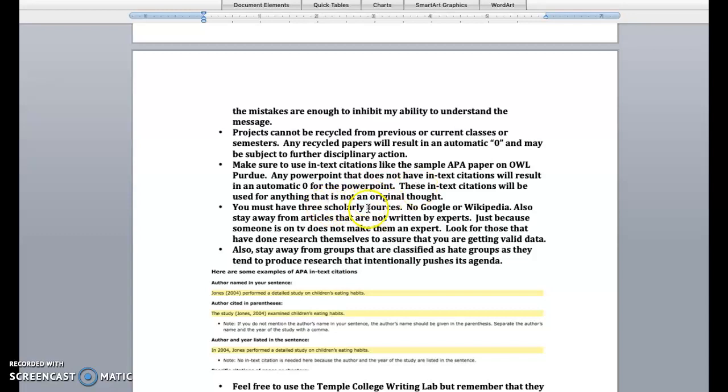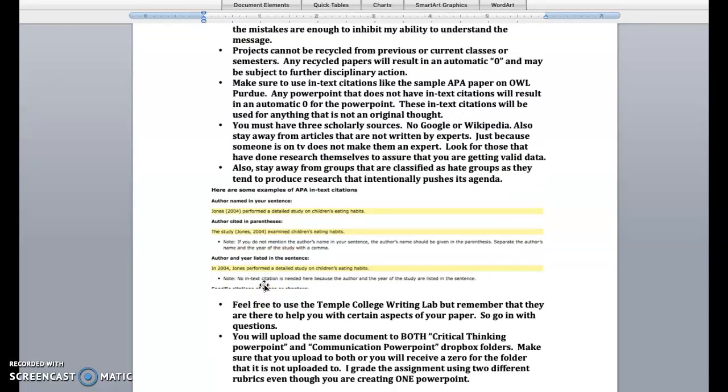Make sure you use 3 scholarly sources. Make sure that your sources are legit, so look at the media bias chart that I showed you. If you're going to use an article, make sure you're going to the root source. If you're looking for information, try to stay away from the ones that are on the fringe left or the fringe right. For in-text citations, look at these right here.